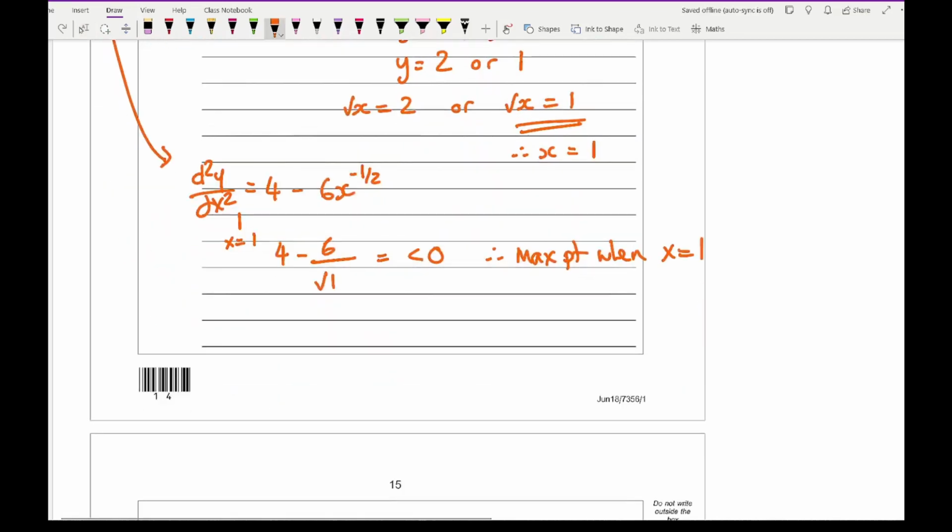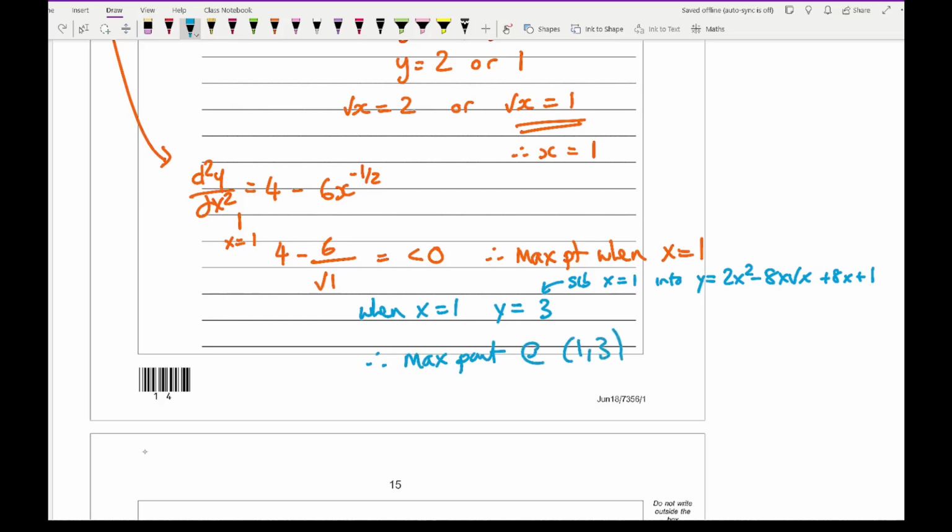Now one thing I haven't done is actually find the coordinate. So when x equals 1, I'm going to substitute x equals 1 into the original equation, y equals 2x squared minus 8x root x plus 8x plus 1, and that gives me a y value of 3. So therefore it's a maximum point at (1, 3).